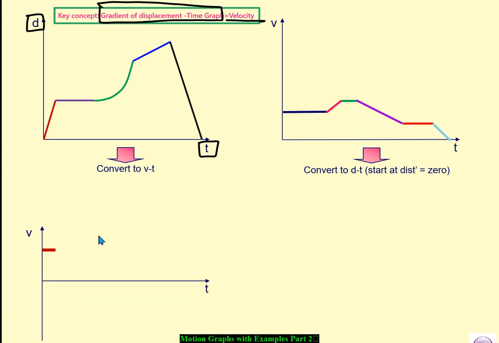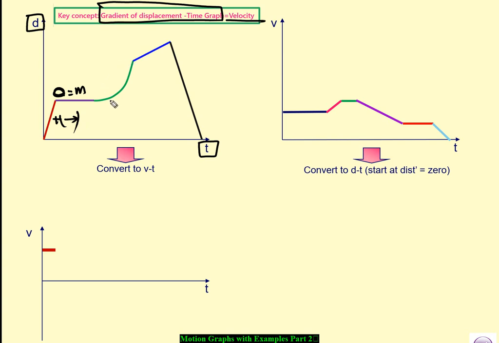So the first thing we need to understand is, you can see, what is the gradient of this one? Gradient is positive and gradient is constant. So it means velocity has to be positive and constant, as you can see here. Now the next one, what is the gradient of this line? The gradient of this line is equal to 0. It means velocity has to be 0. So it's a very straightforward one.